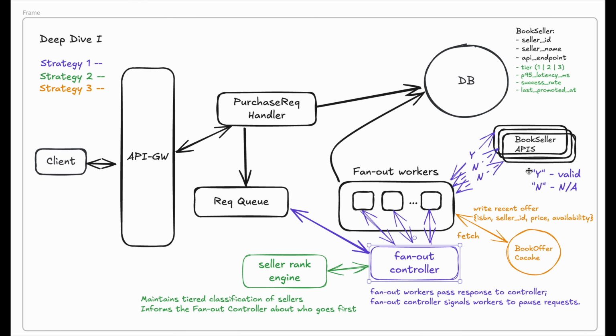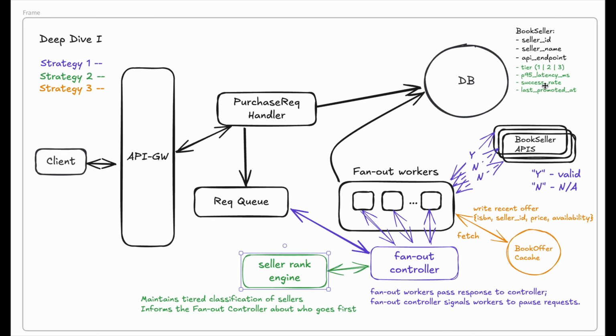Next, in green, we add a seller rank engine, which powers strategy 2, adaptive find-out. It maintains a tiered classification of sellers from tier 1 to tier 3, for example, and tells the controller who to query first. This helps us prioritize fast, reliable sellers and defer or skip low-quality ones.